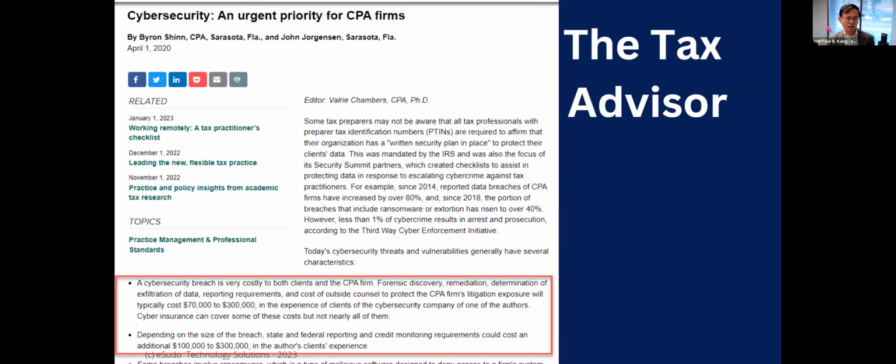So can you imagine if your business got compromised? Can you handle this type of cost to your business, and more importantly, can your business survive because of the reputation hit now that you've been compromised?